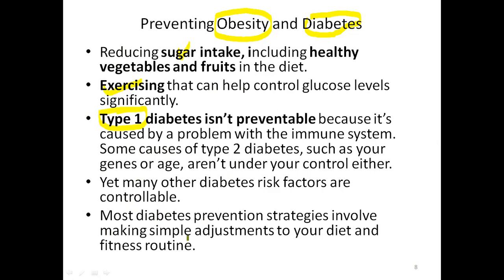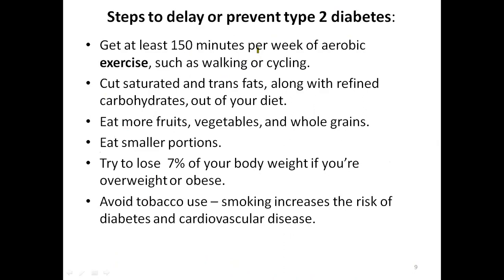Then, most of the diabetes is type 2 diabetes, which can be easily managed through diet and a fitness routine. Next. As I have told you, type 1 diabetes is not preventable because it is genetic. Now, type 2 diabetes is very much preventable. Now these are a few measures that one can take to prevent the incidence of type 2 diabetes.